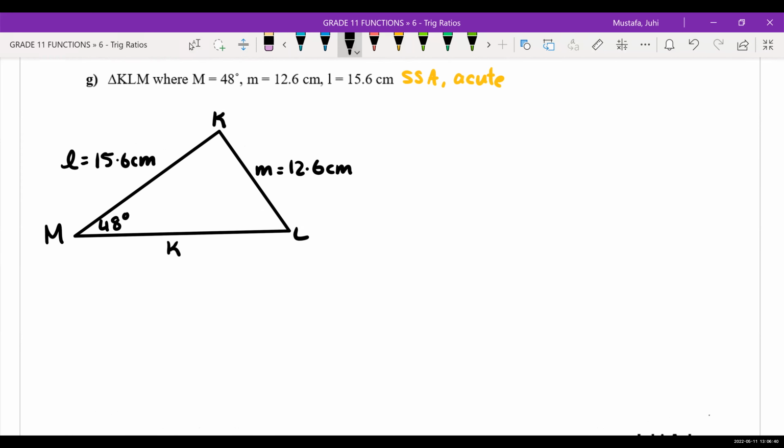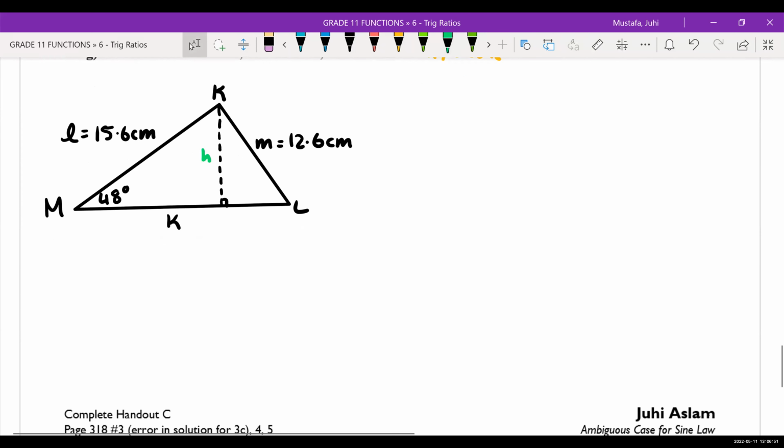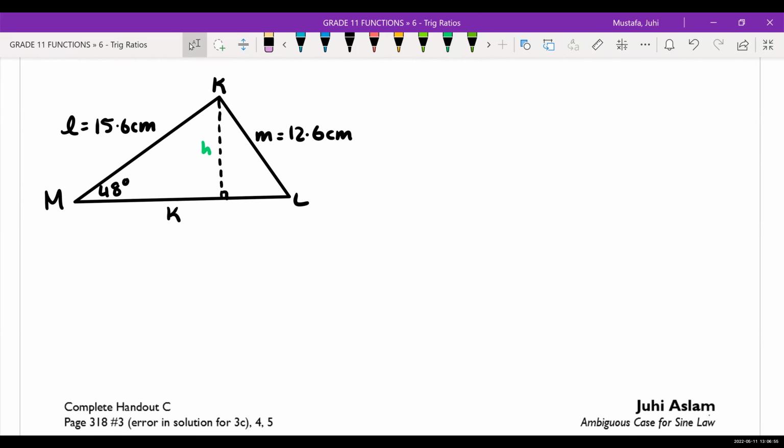This is acute. So when I've drawn my triangle, I do recognize that it is acute. So I'm going to start off by calculating for H.